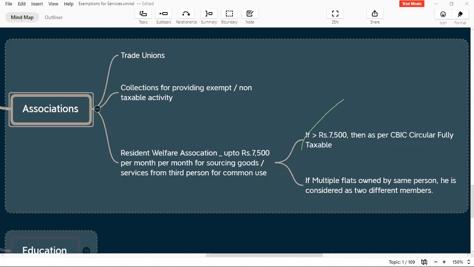One question which is asked: any kind of fees like maintenance fees, membership fees collected by association, if it exceeds 7,500, is taxable. Yes, you are right, Nandini.